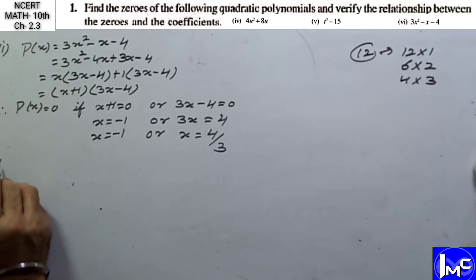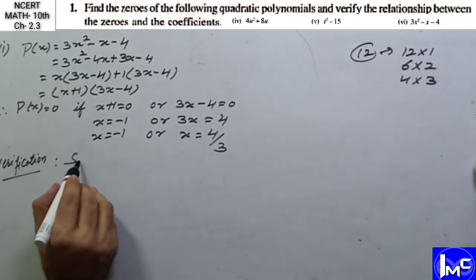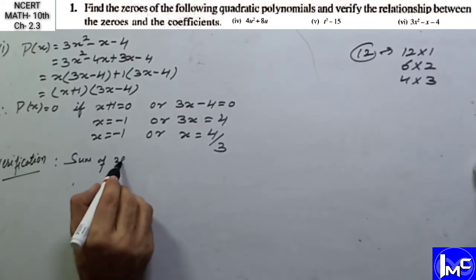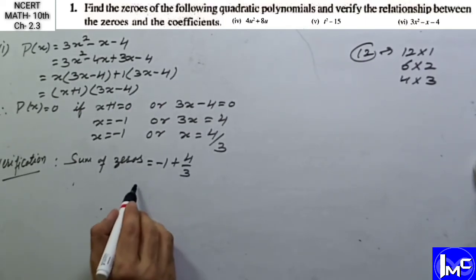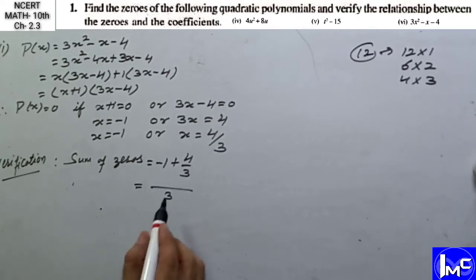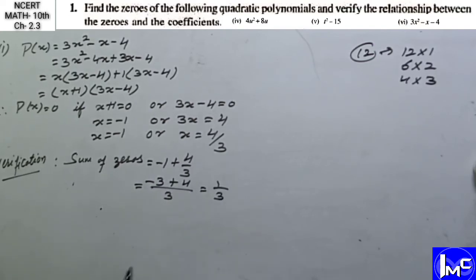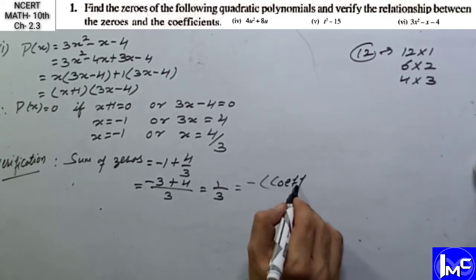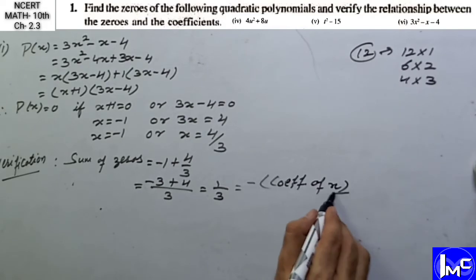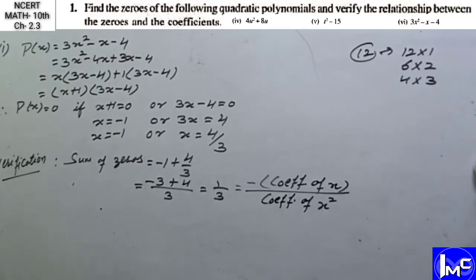Now come to verification. Sum of zeros is equal to minus 1 plus 4 by 3, and 3 will be the LCM, and here we get minus 3 plus 4, 1 by 3, and it can be written as minus coefficient of x over coefficient of x square.